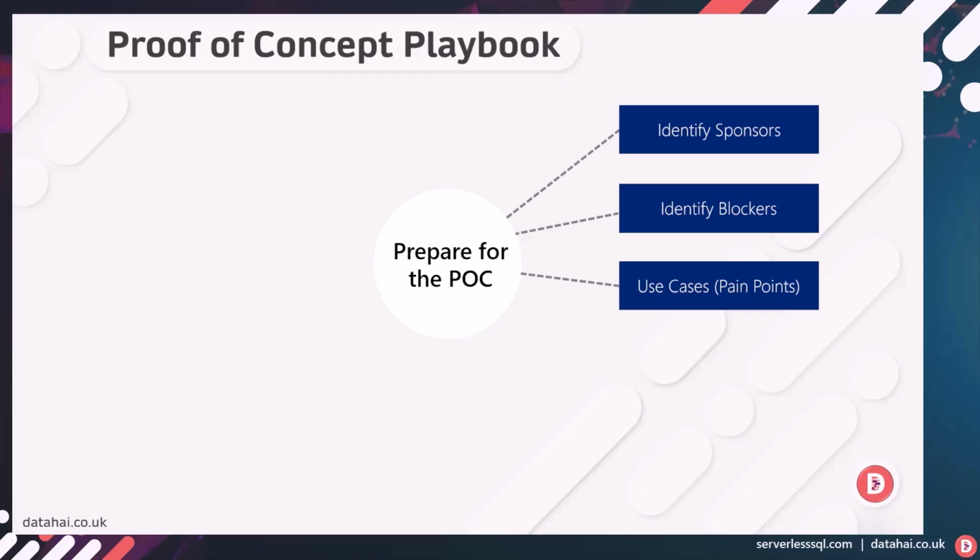Now, why are we doing this proof of concept in Fabric? What are we trying to solve? List down your pain points. It could be data ingestion times. It could be the tools that you're using. So find out why you're doing this.